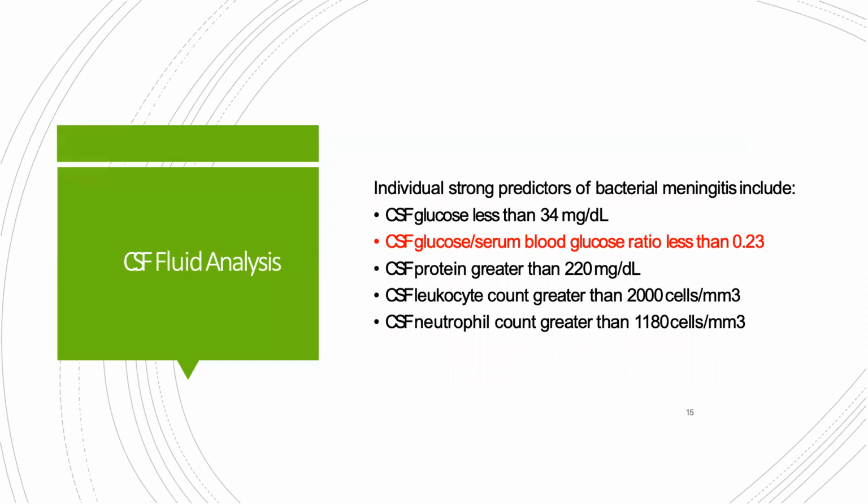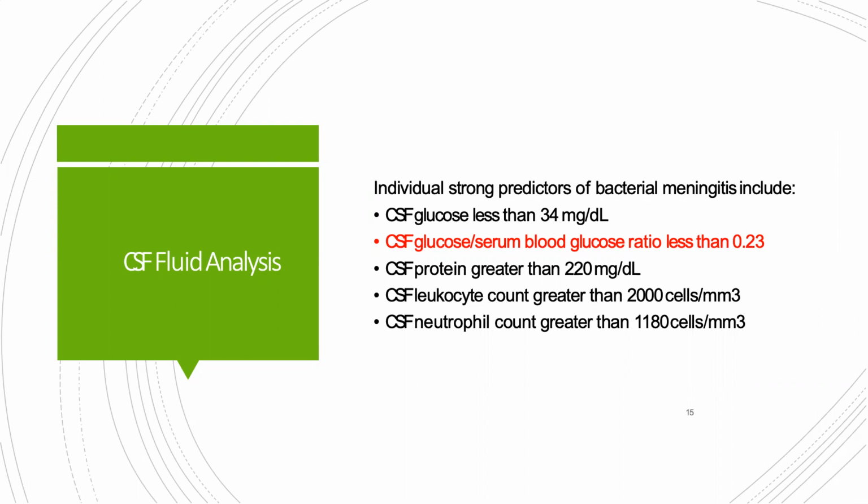So strong indicators, meaning that when you see these things, these are definitely ringing the alarm on bacterial meningitis. So a CSF glucose that's less than 34, a glucose ratio less than 0.23. I know you all saw less than 0.4 there. So at that point, that's suspecting meningitis. At this point, it's pretty much indicative. So less than 0.23, you can say, okay, this is likely bacterial meningitis more than it is not.